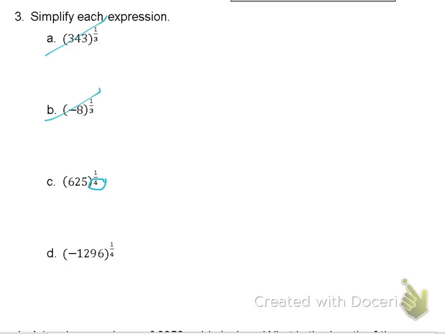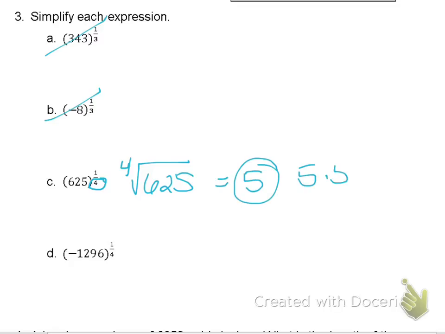So in C, we're going to look at the denominator again. That's going to become the index. We put the 625 in as the radicand. We have to figure out what times itself 4 times equals 625. And I've done these on a calculator and checked them, and it equals 5. So 5 times 5 times 5 times 5. 5 times 5 is 25, and again 25, and 25 times 25 is 625.